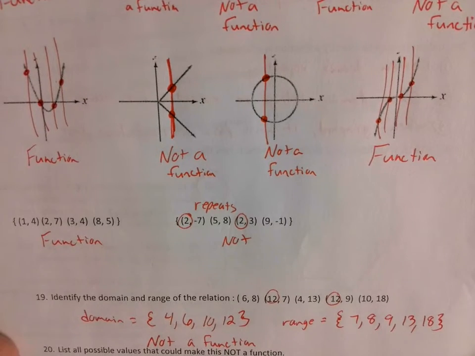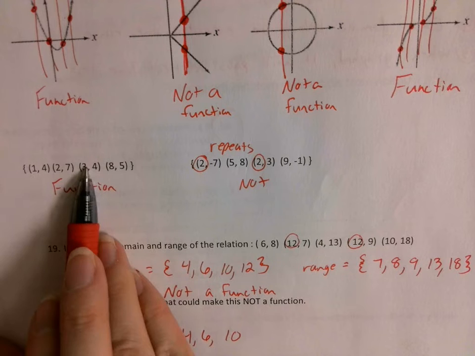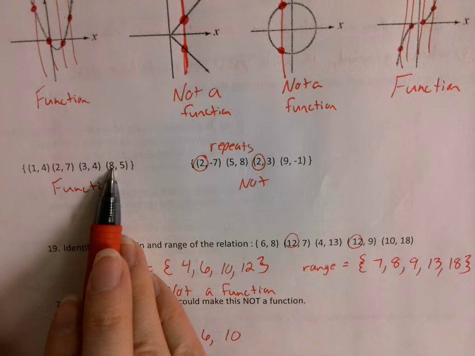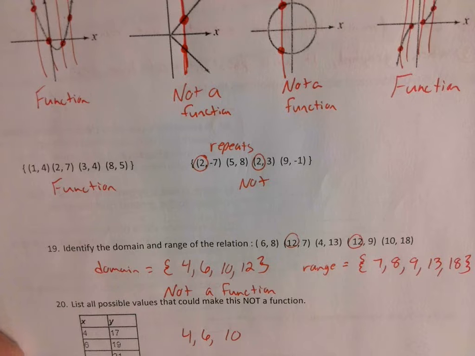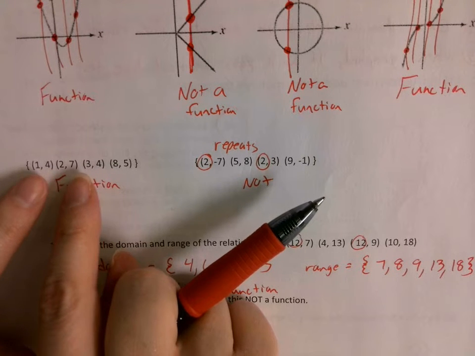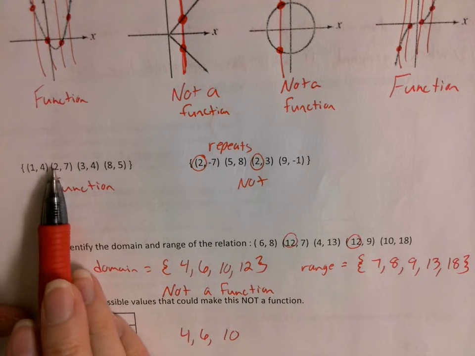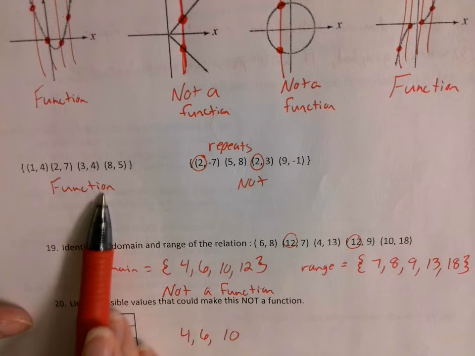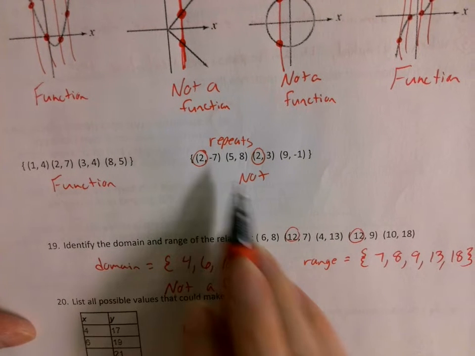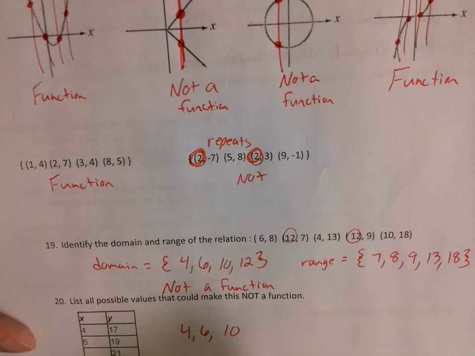Then when you're given an actual data set or ordered pairs, looking here, none of my x values, or my domain, repeat. The range repeats though. Is that okay? Can the range repeat? Yeah, the range is allowed to repeat. It's the domain, the x, that's not allowed to repeat. Since it does not repeat, we have a 1, a 2, a 3, and an 8. It does not repeat, so it is a function. For the second one though, this is not a function because the domain of 2 repeats.